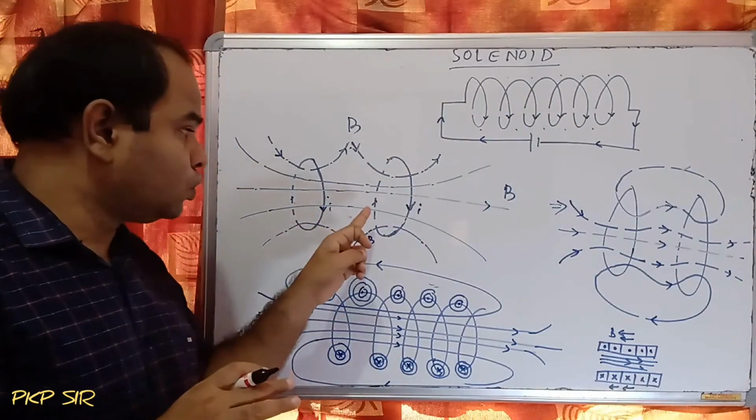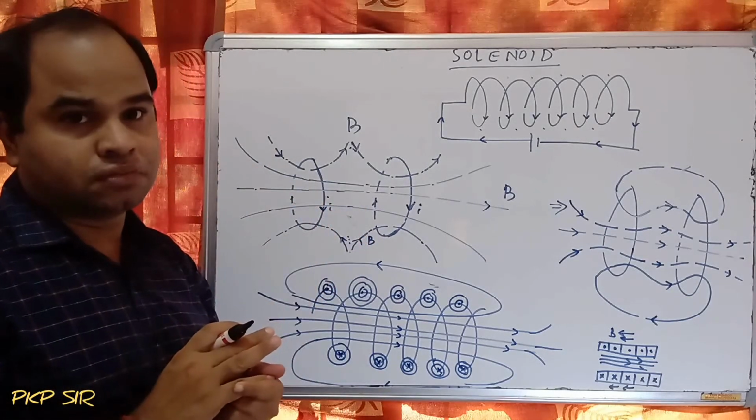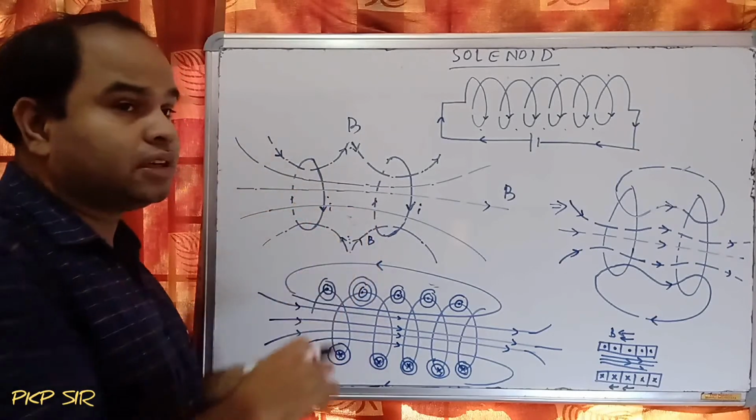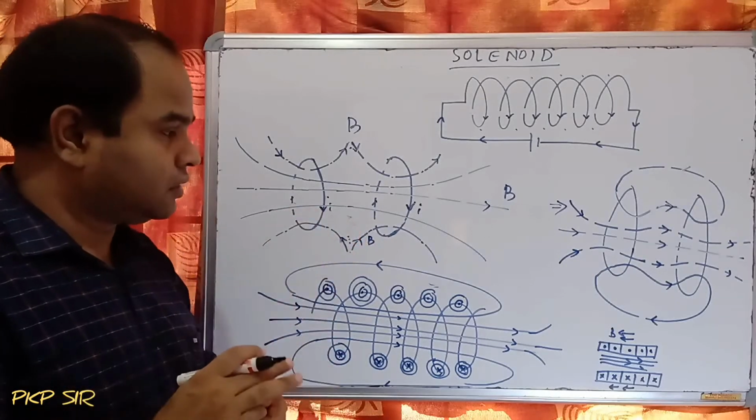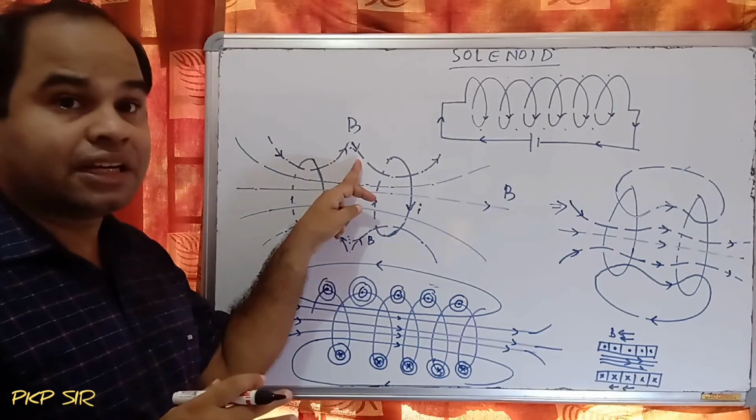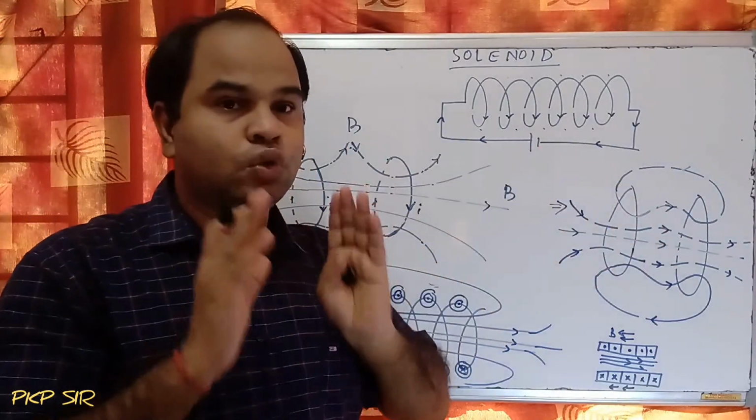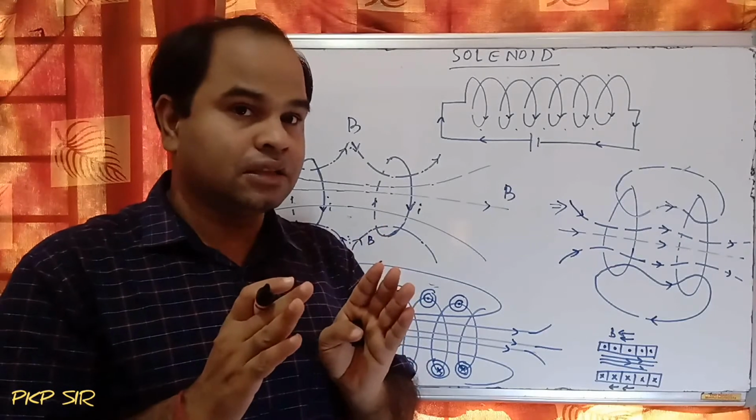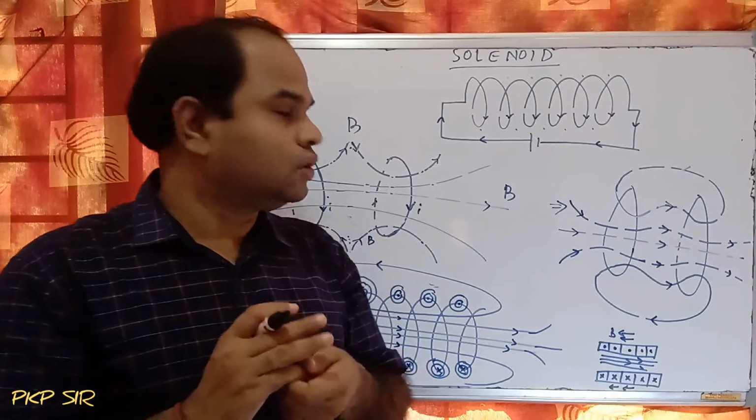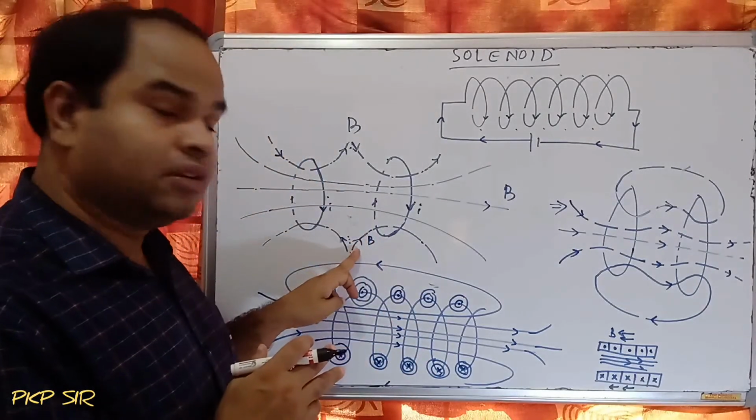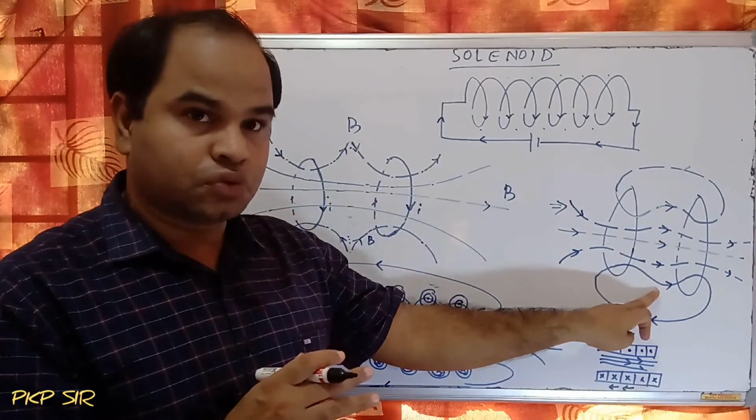If the two loops are loosely wound, or there is some distance, if the two current carrying loops are some distance apart, then the two magnetic fields will be added, which is shown in this figure. Again, if the two loops carrying current are some distance apart, then we can say this magnetic field will be added at the central part, which is shown in this figure.